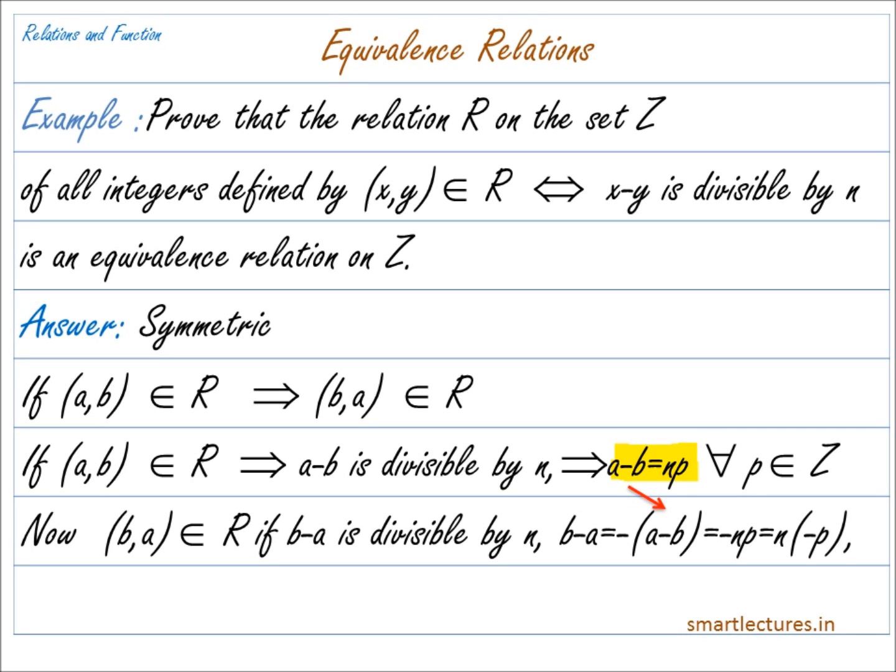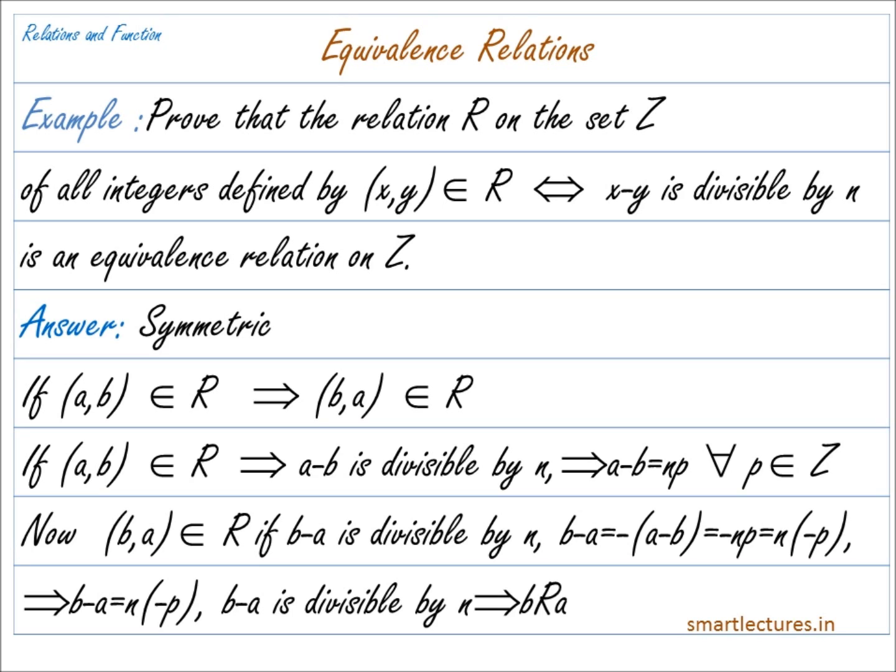Now B is related to A if B minus A is also divisible by N. Now B minus A is equal to minus N into P, or N into minus P. Now P is an integer, that means minus P is also an integer. So B minus A is also divisible by N. That means B is also related to A. So if A is related to B, then B is also related to A. So that means given relation is symmetric.